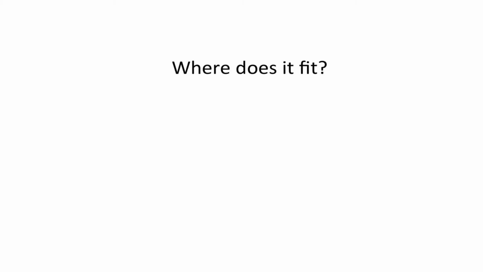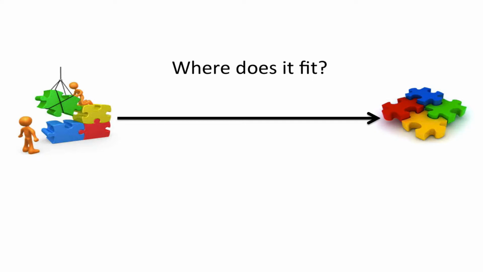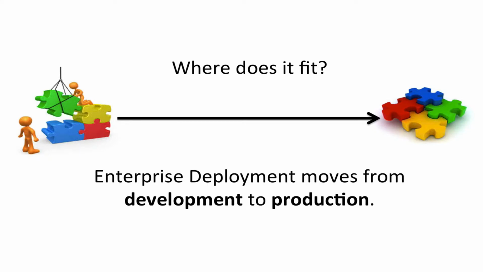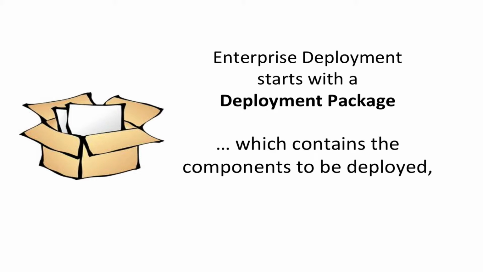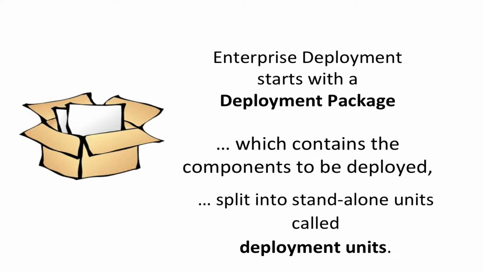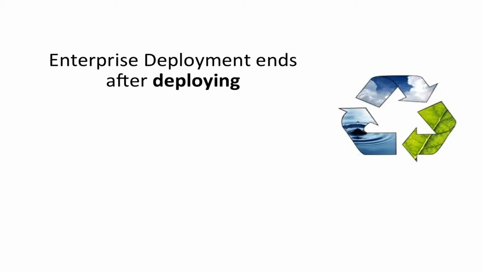The first boundary to understand is, where does enterprise deployment fit? Enterprise deployment moves technology updates from development to production. An enterprise deployment starts with a deployment package, which contains the components to be deployed, split into standalone units called deployment units. An enterprise deployment ends after deploying.